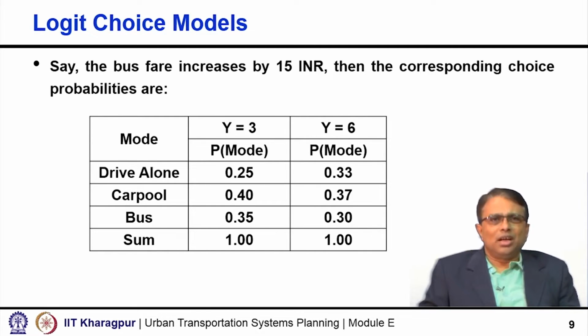And you can see here now what will be the probability? The probability of using drive alone for the 3 lakh per annum income group will be 0.25, carpool 0.4, bus 0.35, and similarly we can calculate also for the income group of 6 lakhs per annum. Now, these are two independent, very similar calculations, only this 15 rupees is added for the bus fare, and naturally the utilities are changed and the probabilities are also different.